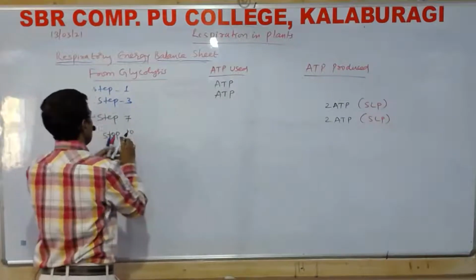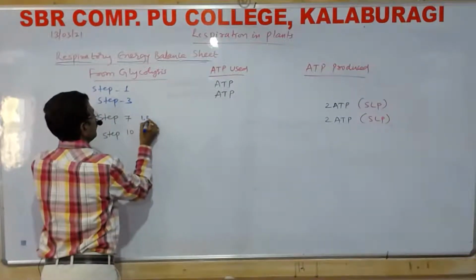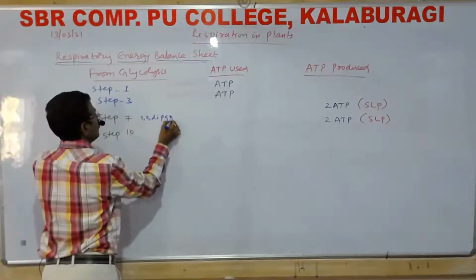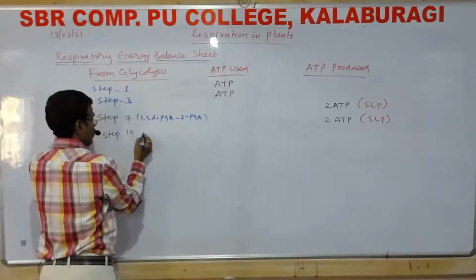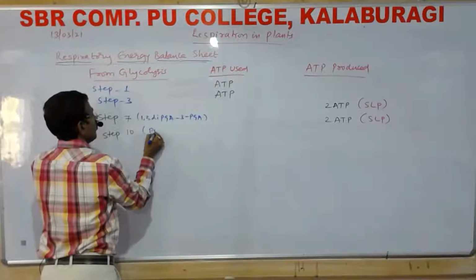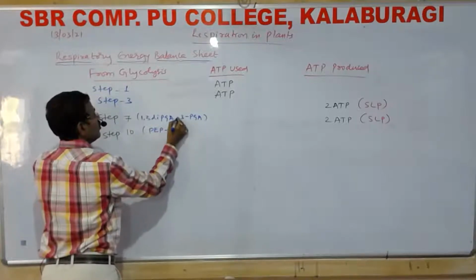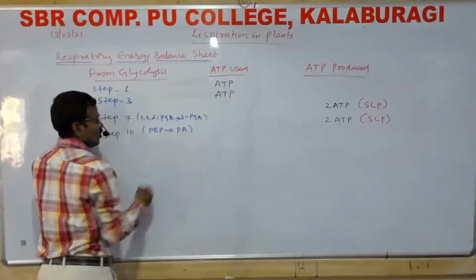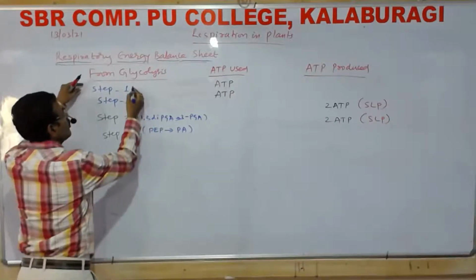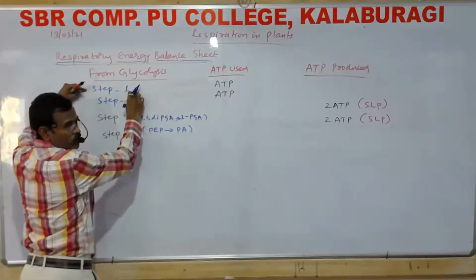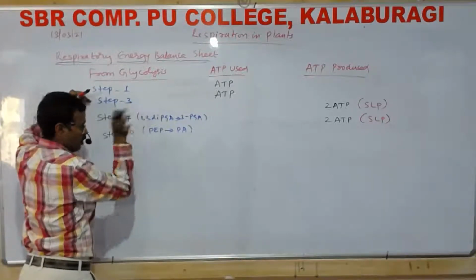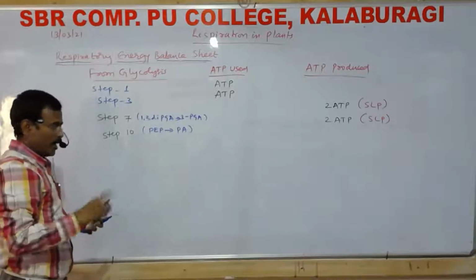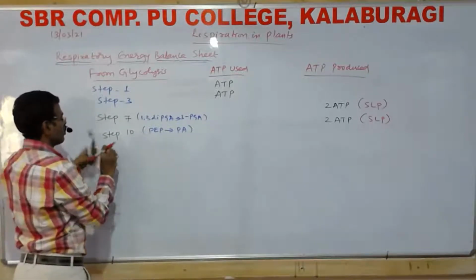Okay. So step number 7, what is that? 1,3-DiPGA to 3-PGA in this step. And step number 10, that is phosphoenol pyruvic acid to pyruvic acid. Right? So here glucose to glucose 6-phosphate and here fructose 6-phosphate to fructose 1,6-diphosphate. So remember this.